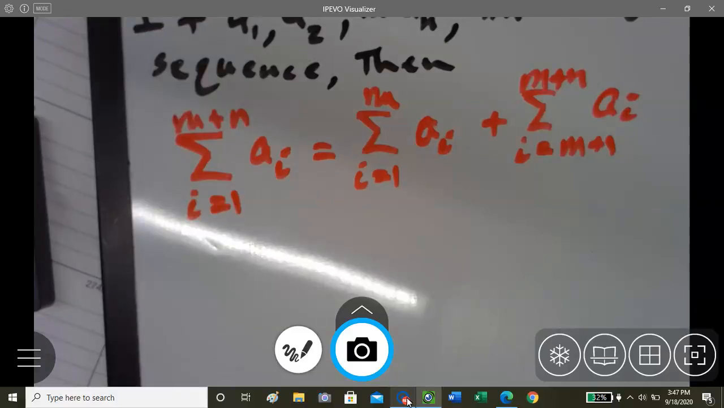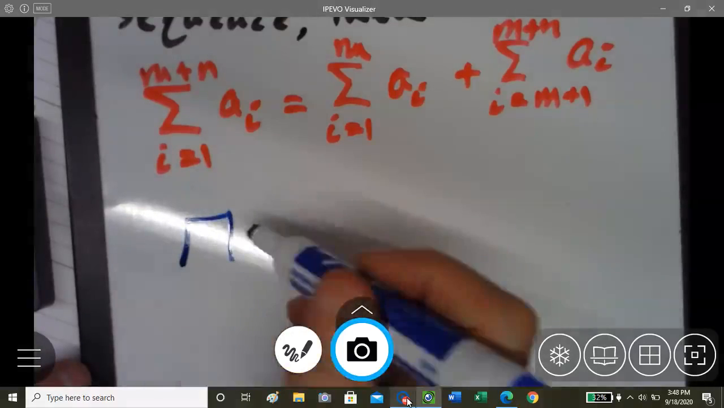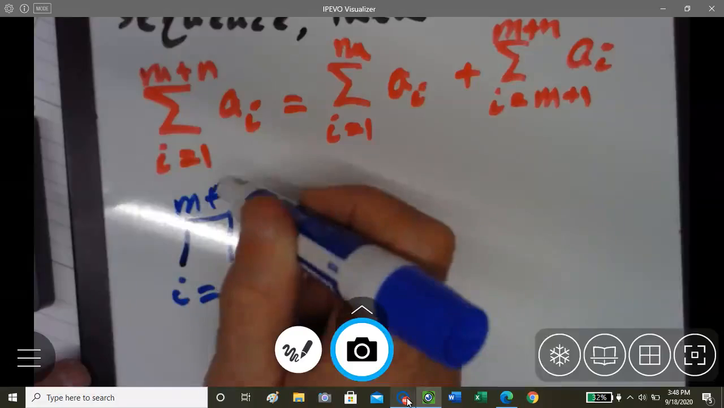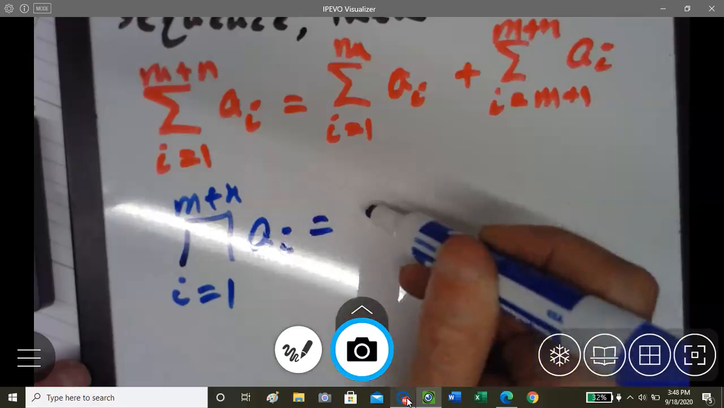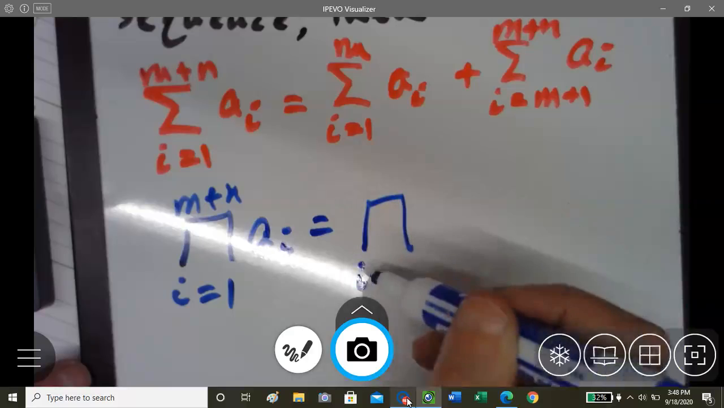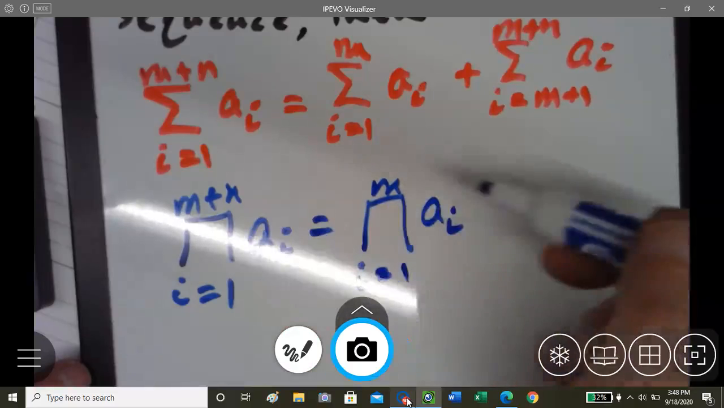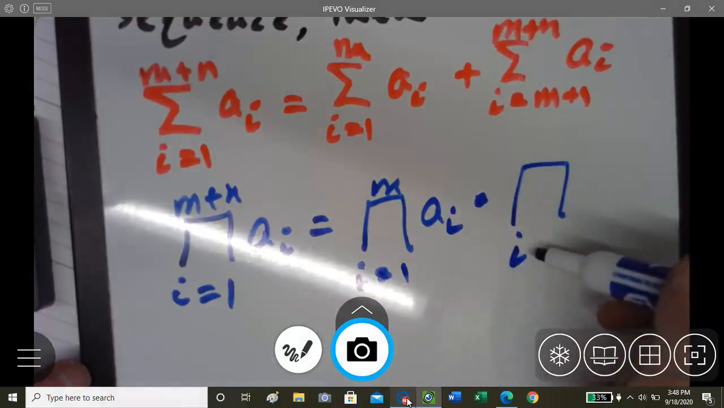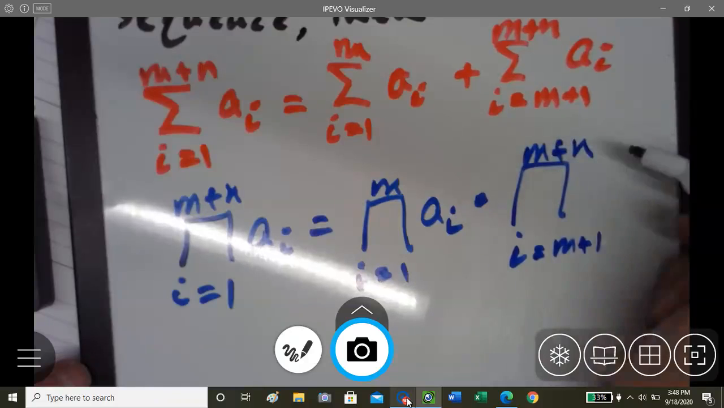And it also looks at product. The product from I equals 1 to m plus n of a sub I, again, would be the same thing: the product from I equals 1 to m of a sub I. But this time, because we're talking about products, this will be multiplying, and then the product from I equals m plus 1 to m plus n.